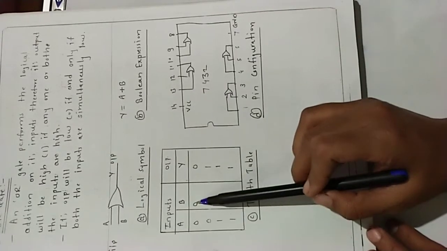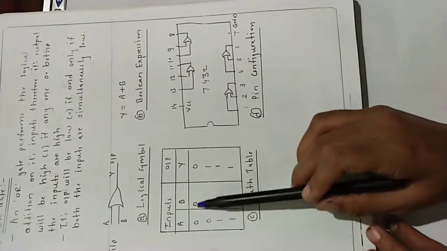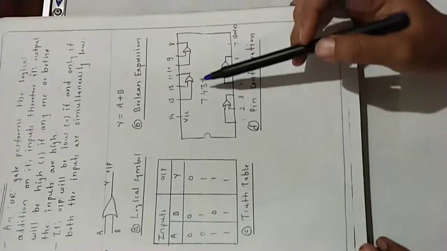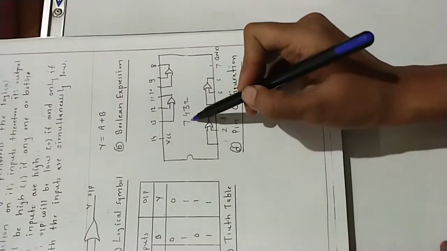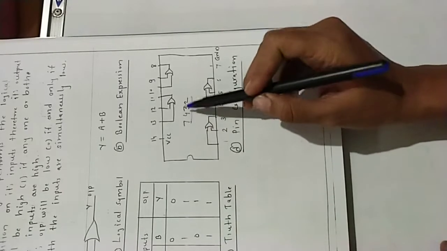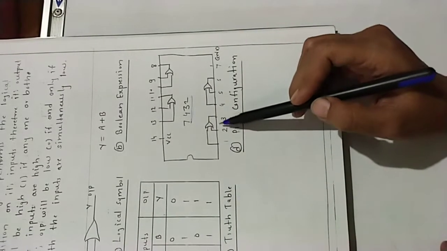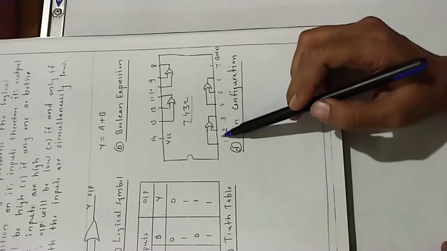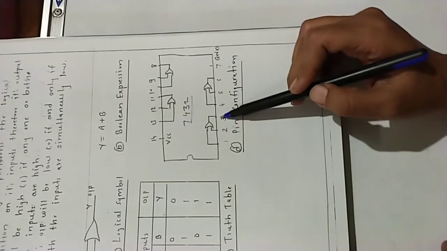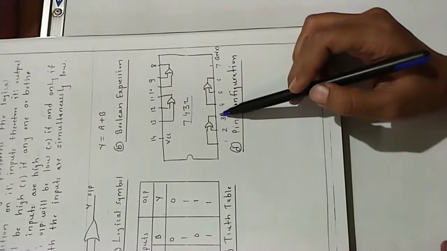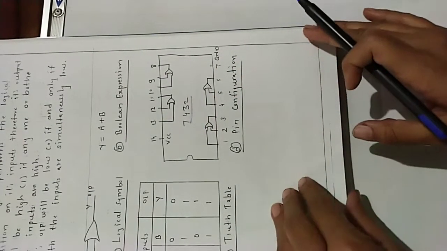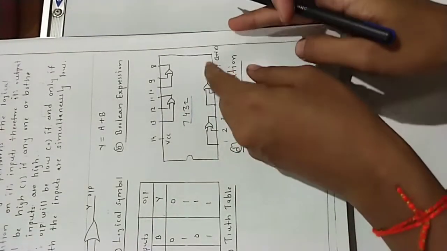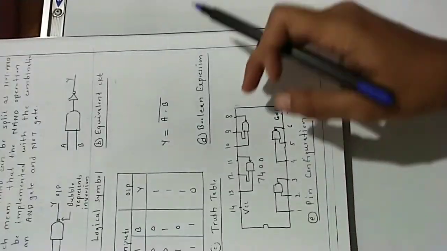Since there are 2 inputs, 4 combinations 0 0 0 1 1 0 1 1. Okay, IC required for OR gate is 7432. IC number is important, 7432. It has 2 inputs, 1 output. Okay, 1 2 input, 3 output, like AND gate only. It has 2 inputs, 1 output, so there are total 4 OR gates in a single IC. Pin number 7 VCC again, pin number 14 is ground.